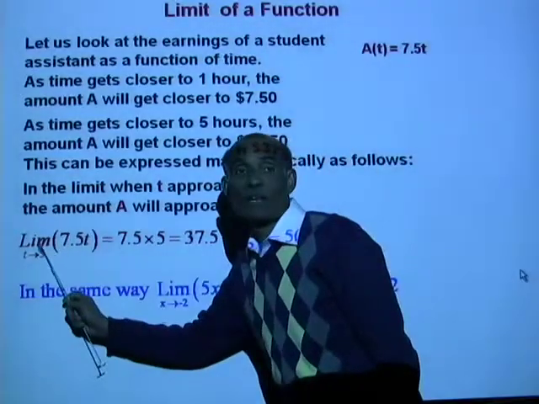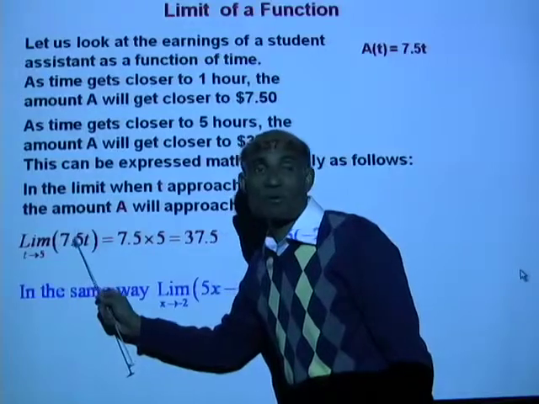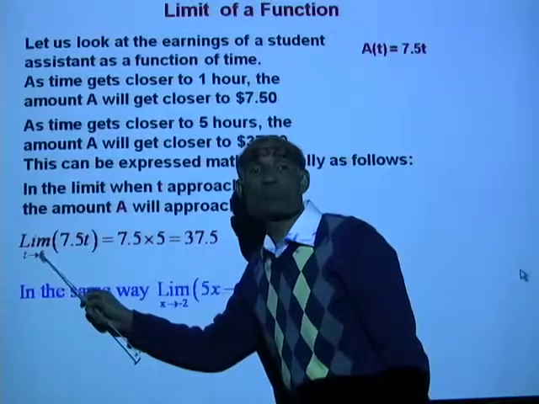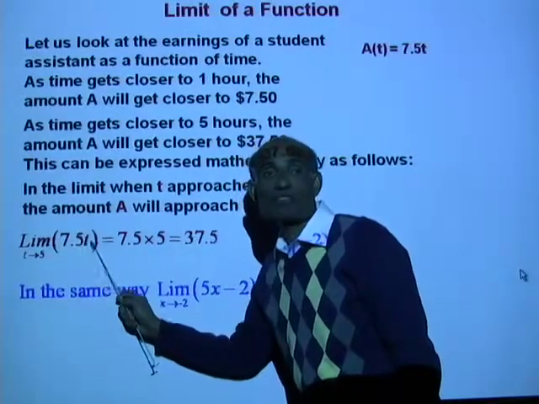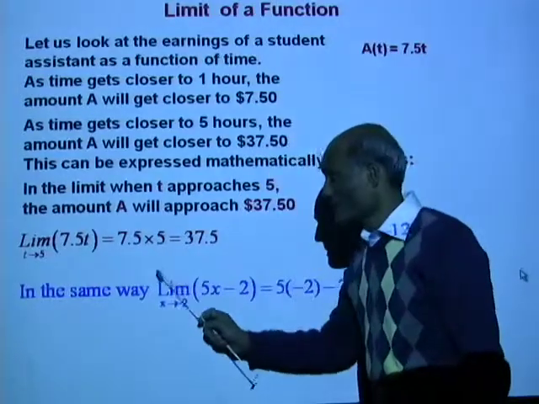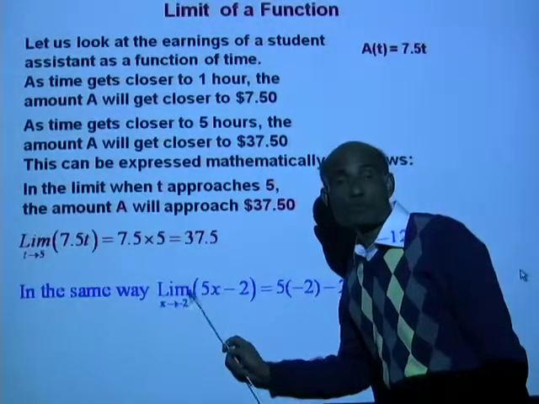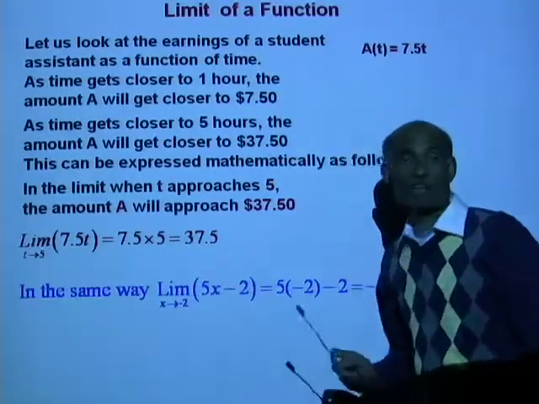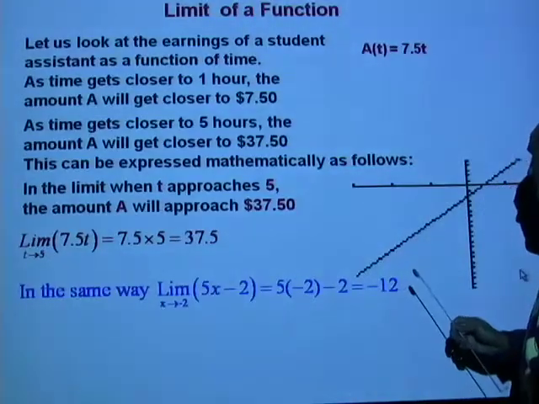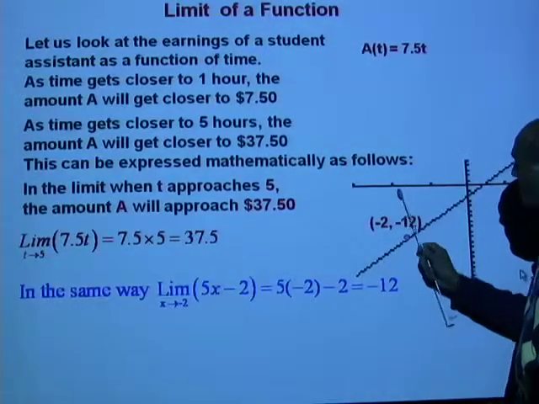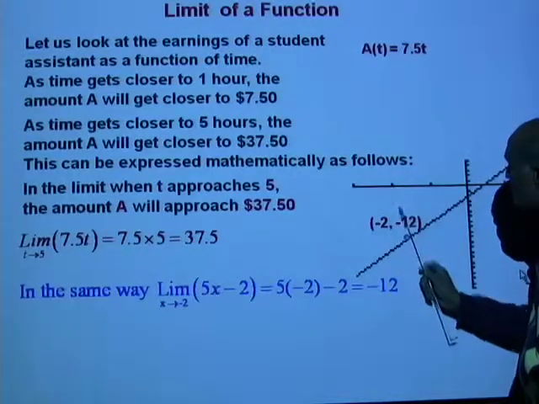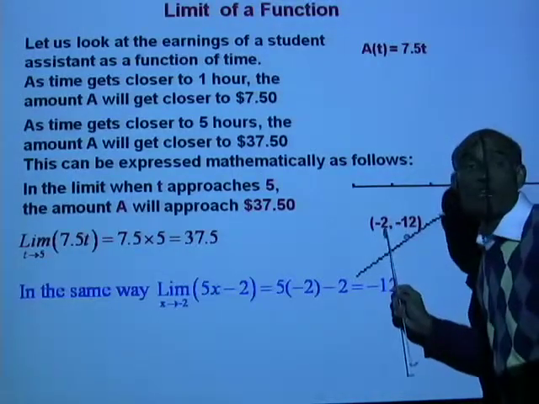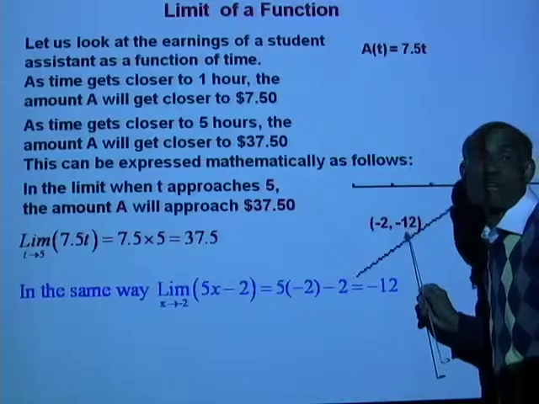One more time. The limiting value of 7.5t when t approaches 5 can be found by replacing this t by 5. The limit as x approaches negative 2 of this quantity can be found by replacing x by negative 2. That's right. Now here, this tells you as x gets closer and closer to negative 2, y gets closer and closer to negative 12, and finally when x equals negative 2, the function output is negative 12.